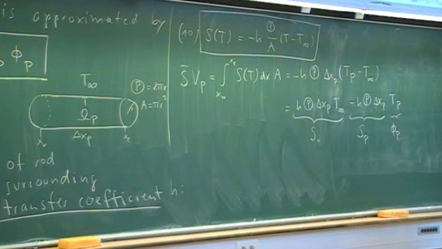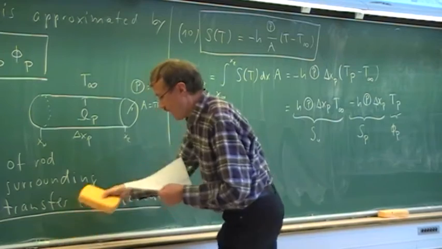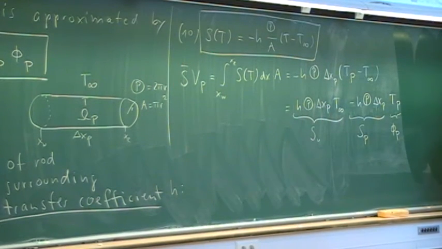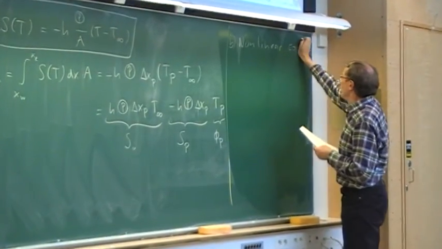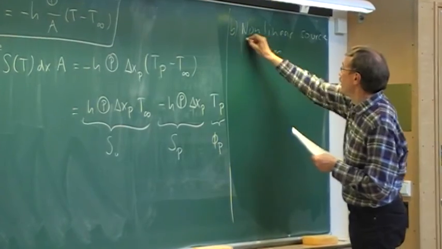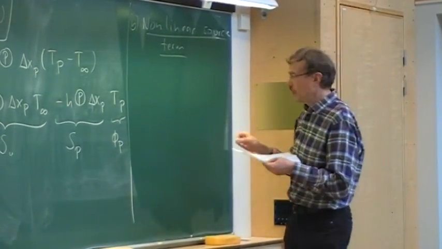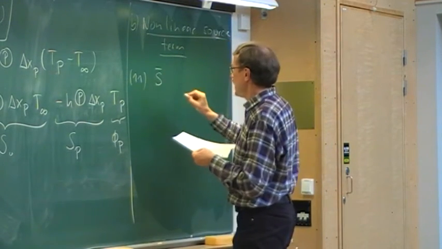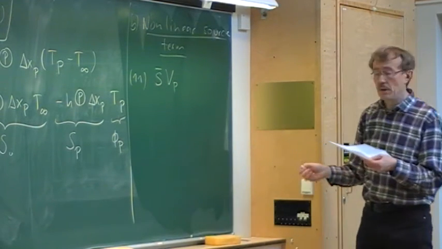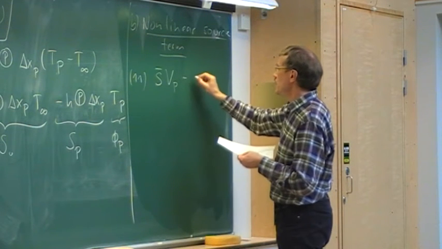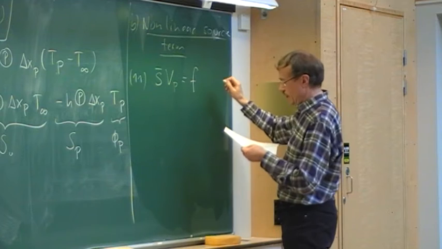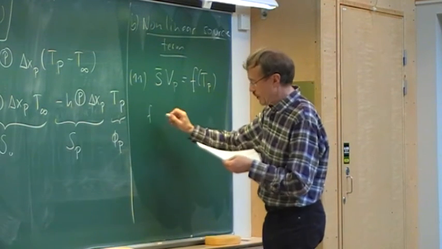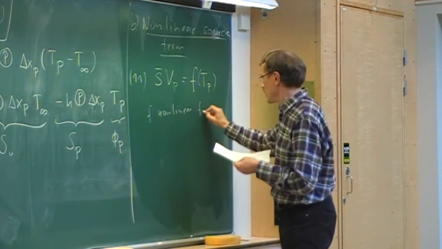So that was one example, and the other example is when we have a nonlinear source term. So that would be a nonlinear source term in the integral form of the energy equation. That would be equal to, let's see, I write it as a function f of Tp. And we assume that the function f is nonlinear. So that is a nonlinear function in this case.